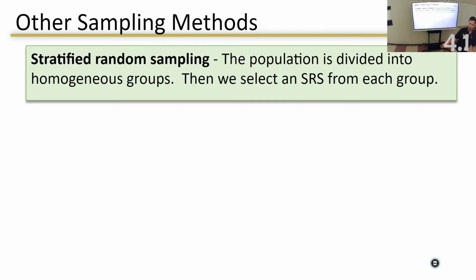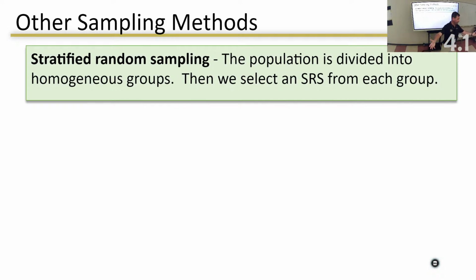If I do an SRS, guys, it's possible that these three dudes right here are my random sample. If I do a stratified random sample, it's impossible for these three to be my random sample. One of these three will be. What does that do? It guarantees you're going to cover the entire spectrum. It's typically done with gender. You want to make sure you have both genders in your sample.